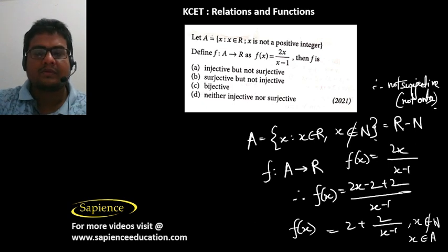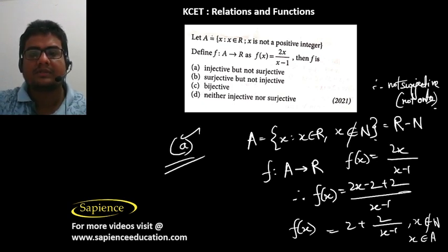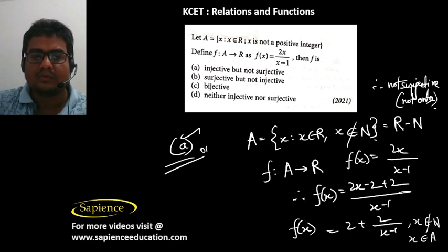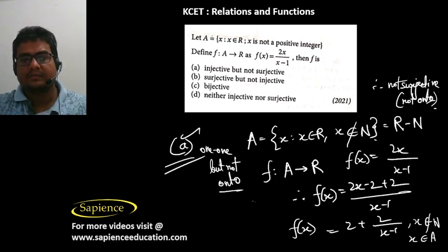Okay. So option A is the correct answer. It means that it is injective. It is 1-1 but not onto. It is a 1-1 function but not an onto function. It means that it is injective but not surjective.